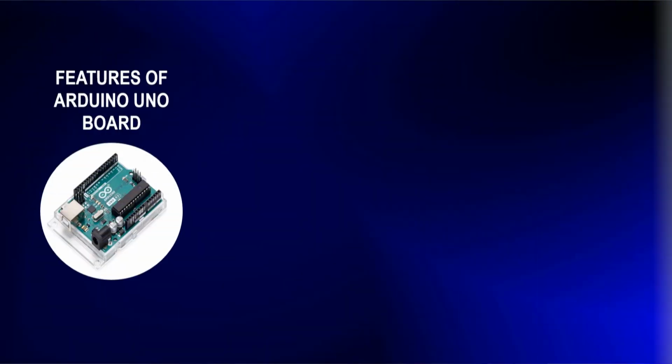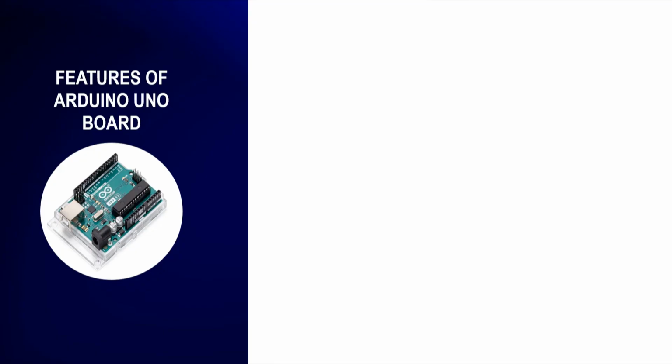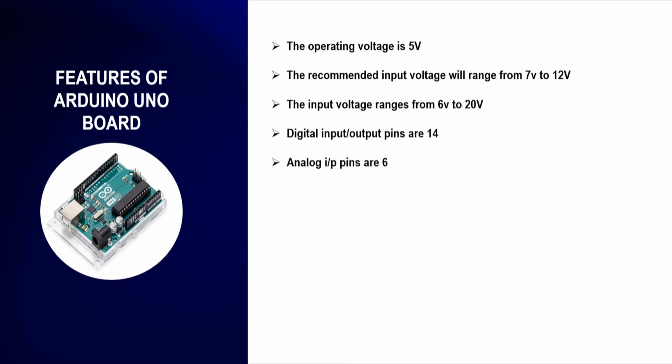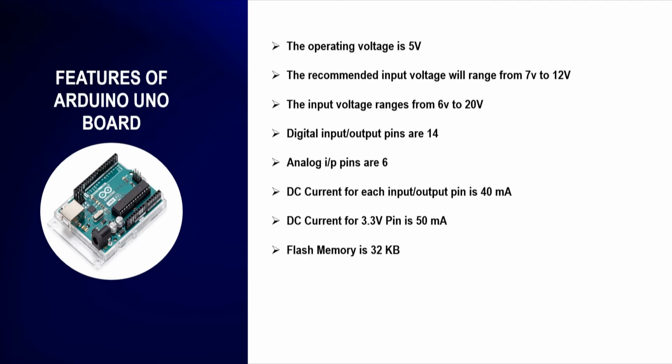So, these are the main features as I have already discussed. The operating voltage is 5 volt, we can give the input voltage from 7 volt to 12 volt, digital input output pins are 14, analog input pins are 6, the DC current for each input output pin is 40 milliampere, and the DC current for the 3.3 volt pin is 50 milliampere. The flash memory, as I have told, is 32 kilobyte, and the static RAM capacity is 2 kilobyte. So, these are all the details of the pins. In the previous video also we discussed the different pins.